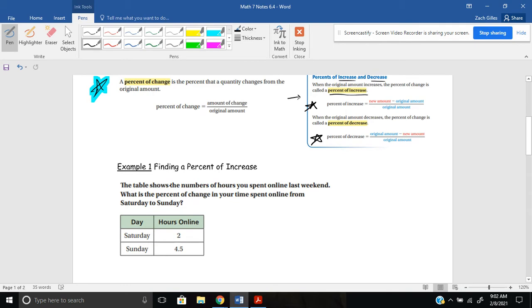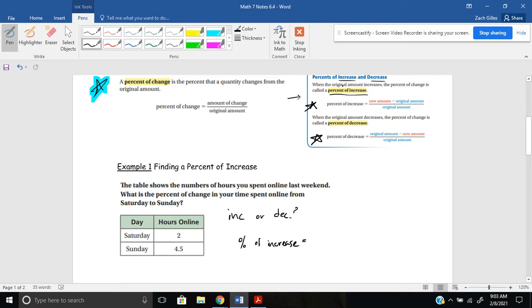Example 1 says the table shows the numbers of hours you spent online last weekend. What is the percent of change in your time spent online from Saturday to Sunday? On Saturday, we spent 2 hours online, and on Sunday, we spent 4.5 hours online. The first thing we need to ask ourselves is, is this an increase or a decrease situation? Since 4.5 is bigger than 2, we're going to look for a percent of increase. We definitely increased our hours online.